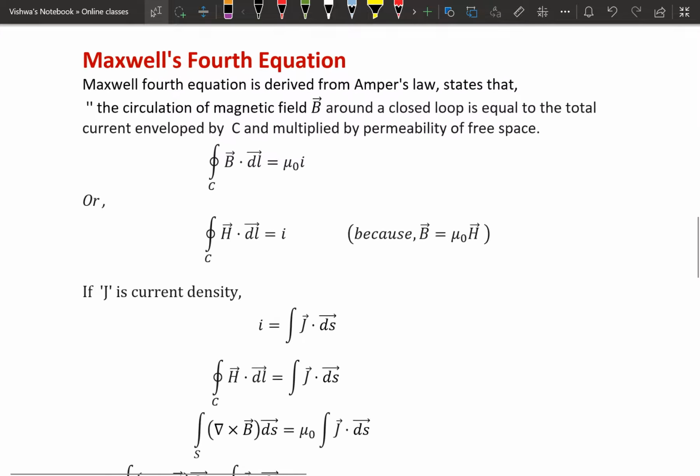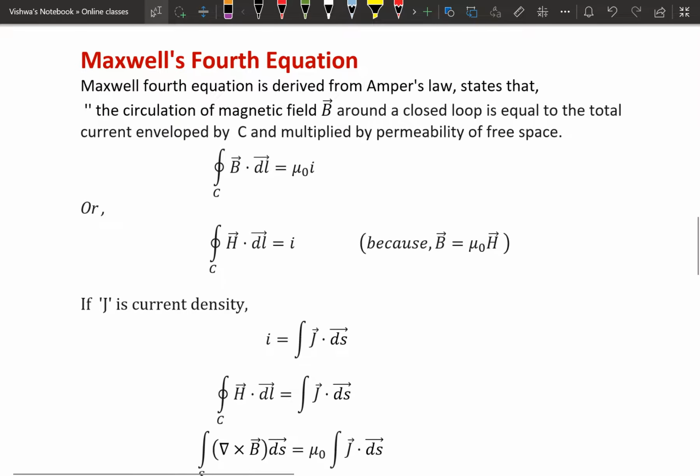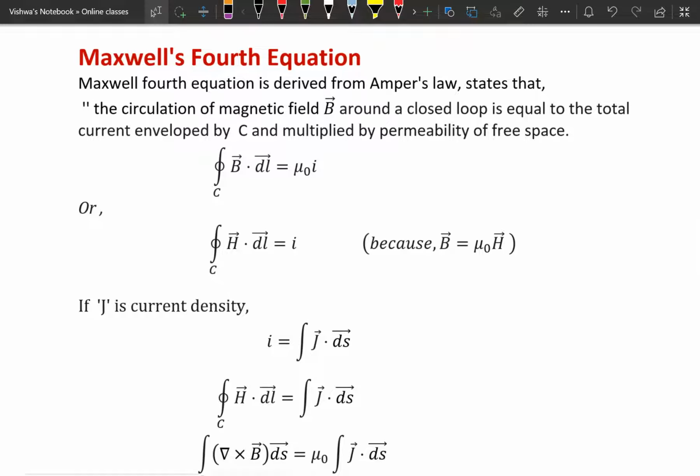So this is an important equation, and it is also called the modified Ampere circuital law. Maxwell's fourth equation is derived from Ampere's circuital law, which states that the circulation of the magnetic field around a closed loop is equal to the total current enveloped by the closed loop multiplied by the permeability of free space. Simple.